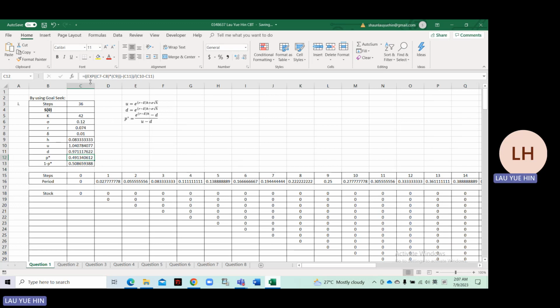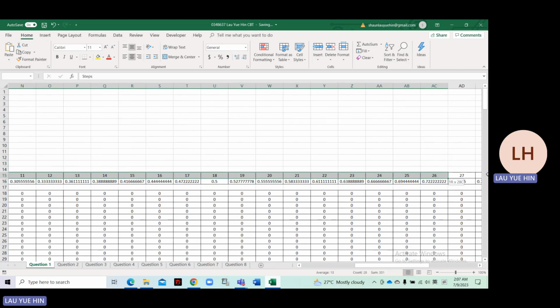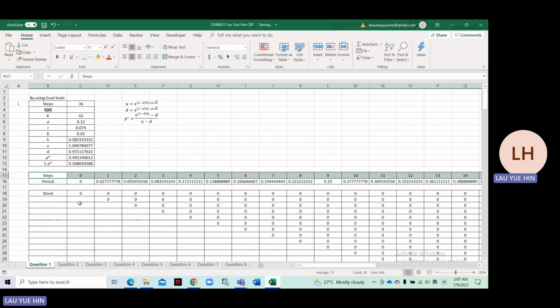So to find P, the formula of P star is exp of (R minus delta) times h, minus D, divided by U minus D. And 1 minus P star is equal to Q star. And I write down the steps from 0 until 36, which is 36 periods. And to find the binomial tree of the stock, which is S.